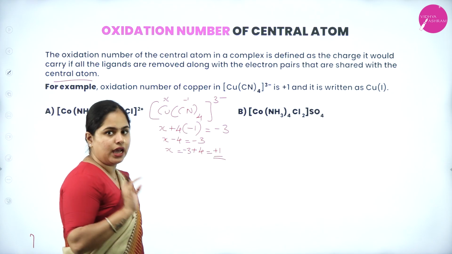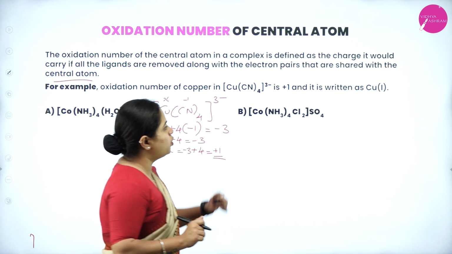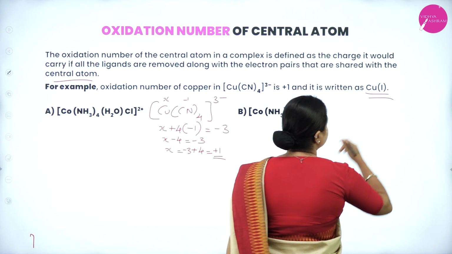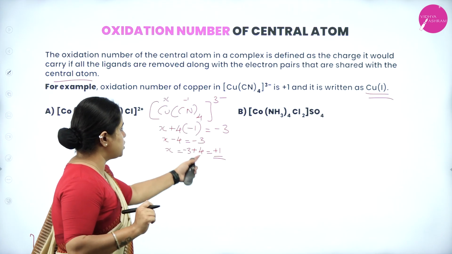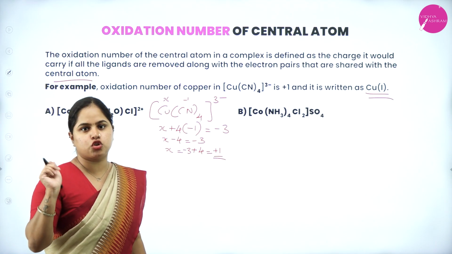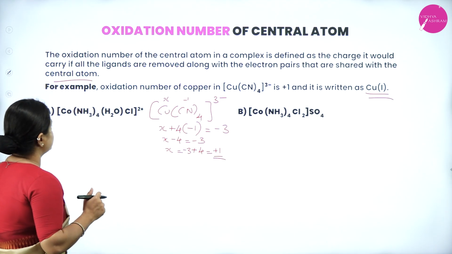So this +1, as I got it as +1, how do I represent it? Copper, and in brackets we mention it as Roman numeral I. Okay. So if I get +2 here, I'll put it as Roman numeral II there. Okay. Now let's move on to this one.